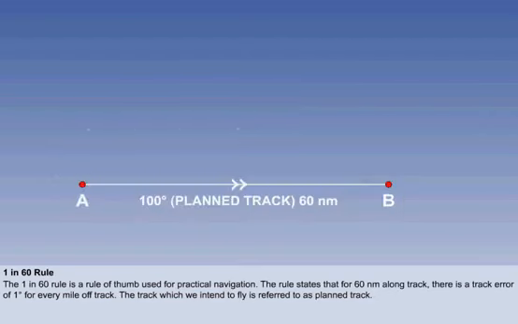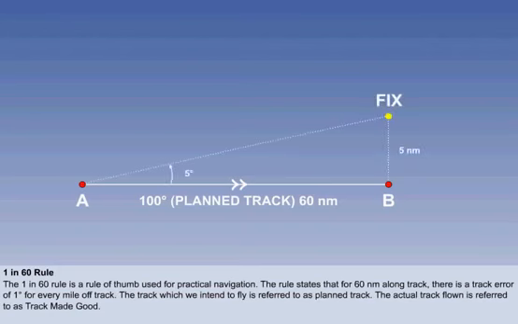Suppose the line of 60 nautical miles were from one position, A, to another position, B, that we had planned to fly. In other words, our planned track. Also, let's suppose we take a fix of our position and find that we are 5 nautical miles left of our planned track. The triangle would look like the diagram, and we know that the angle we have flown away from our planned track is 5 degrees. In other words, we have deviated from our planned track by 5 degrees.